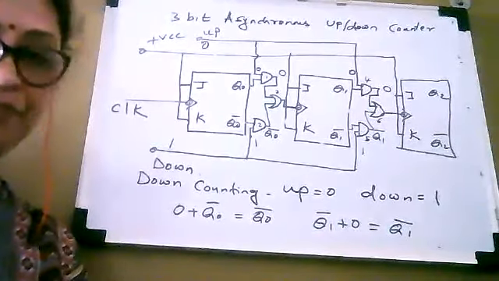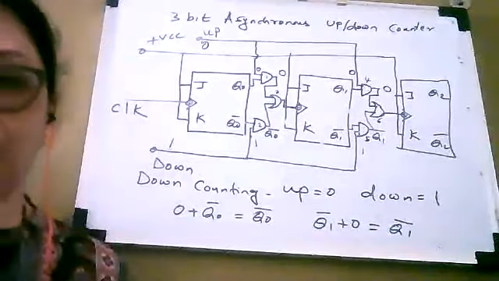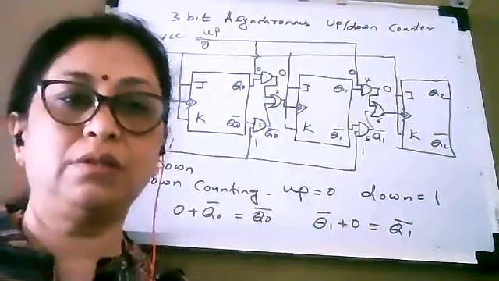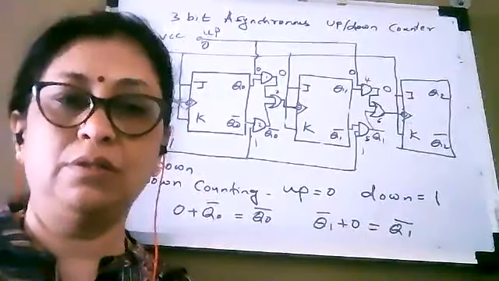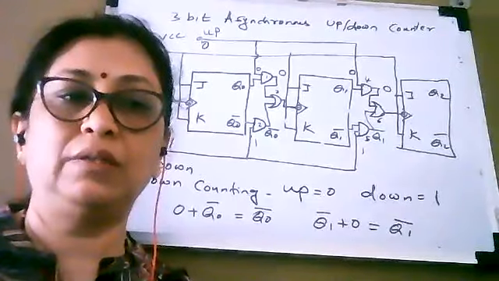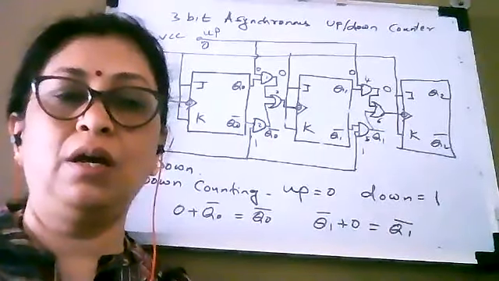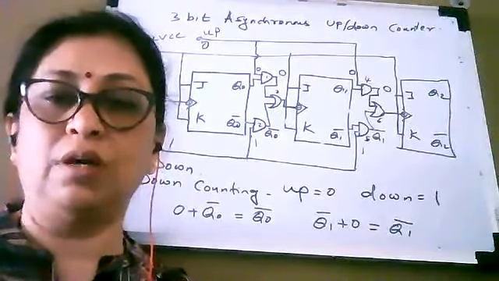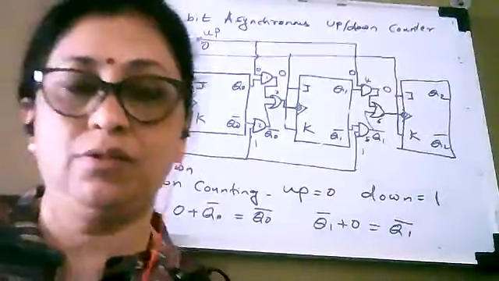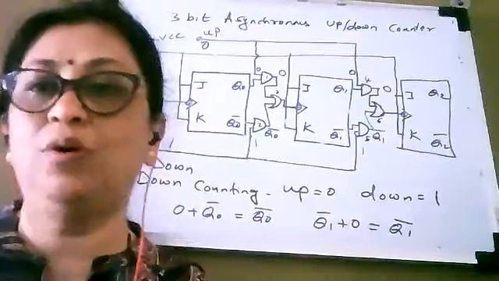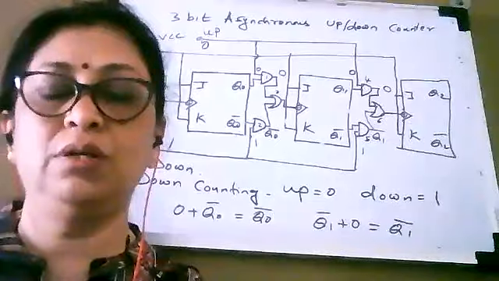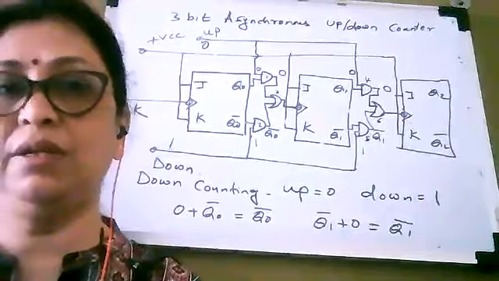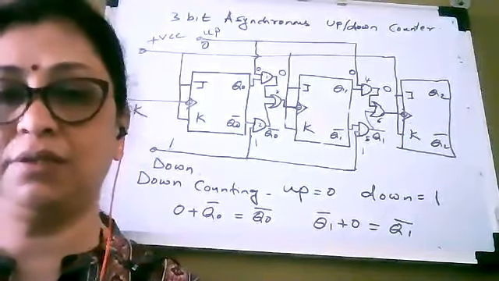Okay. So are you clear about this? Yes, write in the chat box. Are you clear about this? You understood? So that we can move ahead. Because this much only you have to remember for the up down 3-bit asynchronous counter. Okay, so are you clear? Type in the chat box so that I will come to know that we can move ahead. Or else if you want something explained, you can ask me.